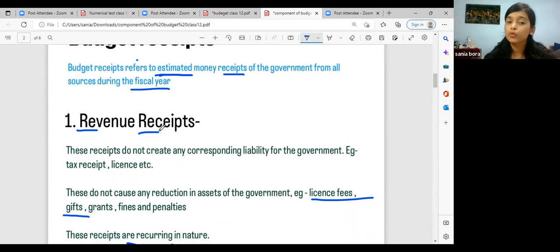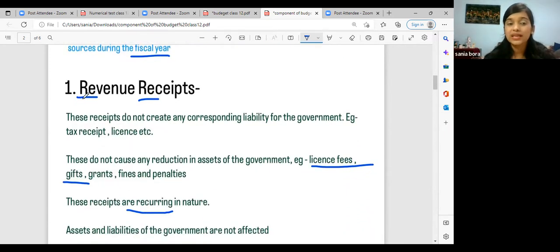Okay. Now revenue receipt. Basically, receipt means receiving. Whenever there is a revenue receipt, that is a good part. Your assets and liabilities won't be affected, because a revenue receipt is a good one. You are receiving, so nothing will be affected. So these receipts do not create any corresponding liabilities. When you receive revenue receipt, they don't create any liability.